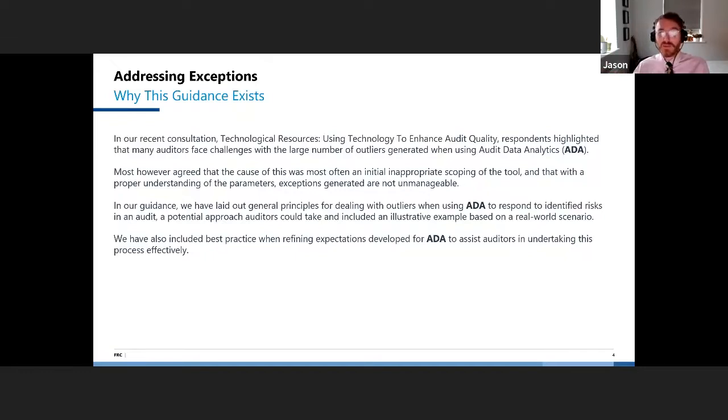Most of the people responding to it were fairly happy that in a lot of instances, if they applied data analytics tools to a population and they got a vast number of exceptions, in most instances it was probably actually a problem with their initial tool and how they'd set the parameters for that, rather than there being tens and tens of thousands of errors in every population.